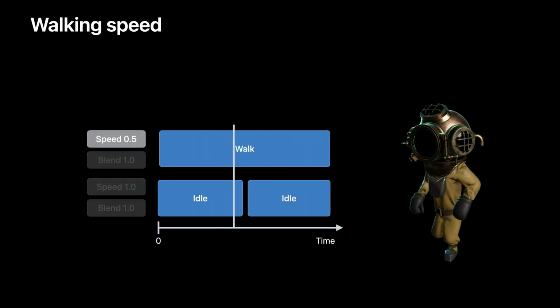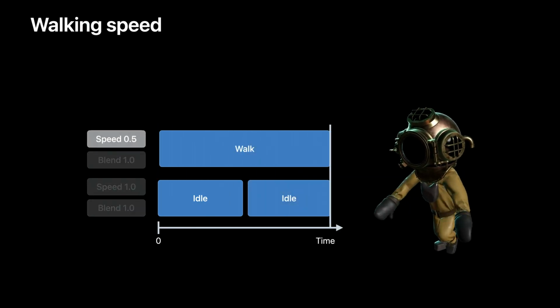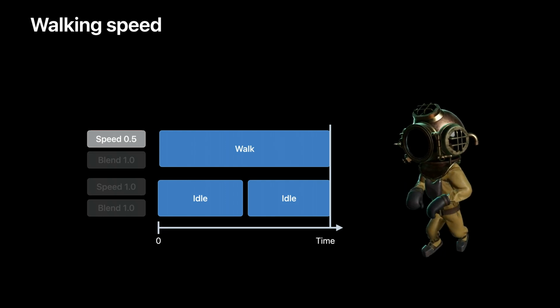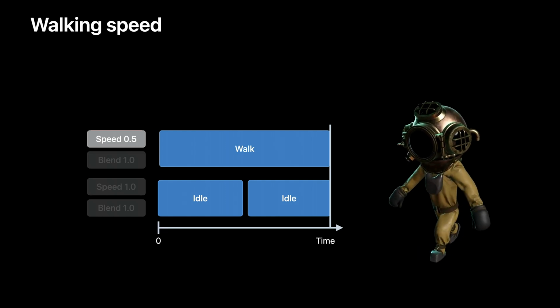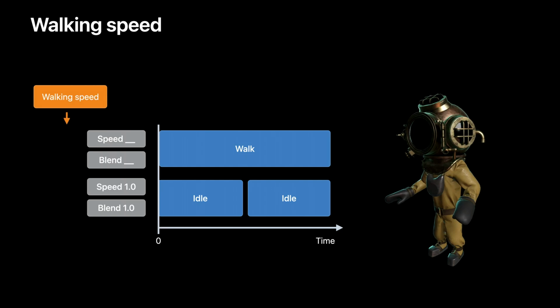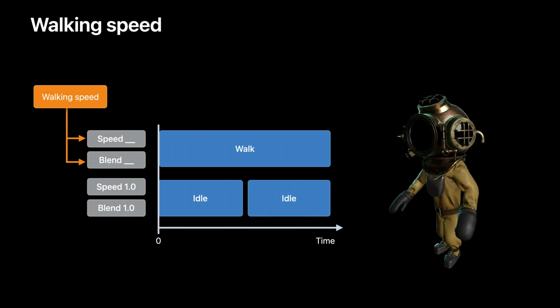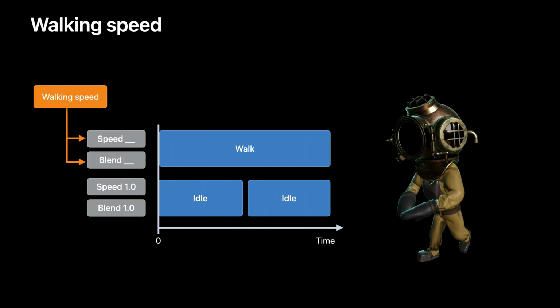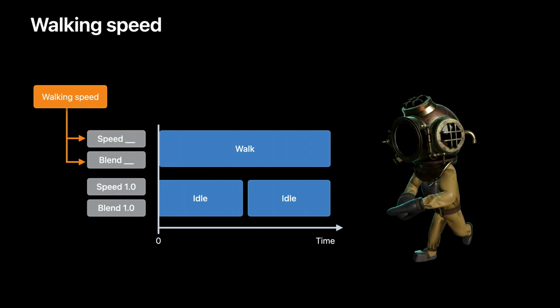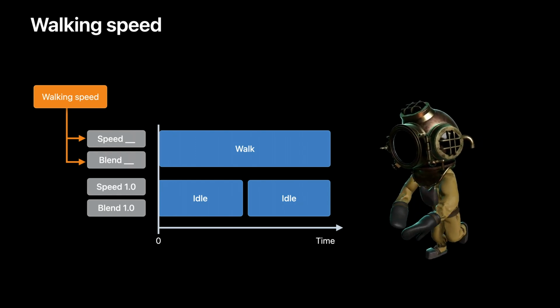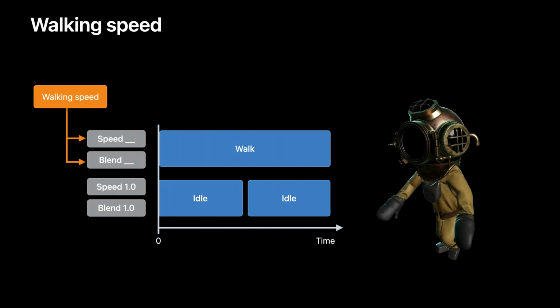And we can also change the playback speed of the animations to make the diver walk faster or slower. Here, the diver is walking at half speed. Finally, we use the speed of the character relative to the ground to control both of these values. This way, we can make the animation smoother and reduce the sliding of the feet compared to the ground.